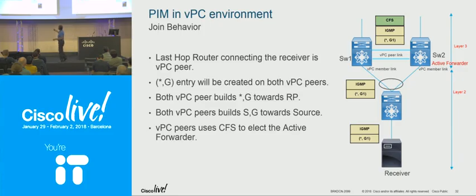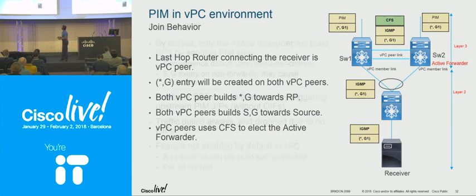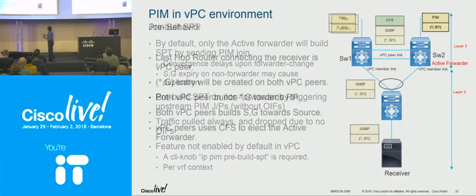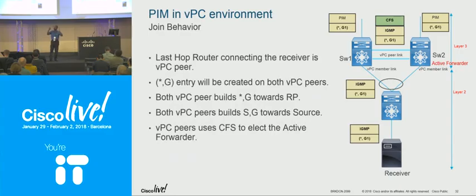Now, looking into the PIM behavior, they both will be building the tree. Both VPC peers will send a PIM join and build the shared tree towards the rendezvous point. Both will build the tree, and they receive the data traffic. When they receive the data traffic, they create the SG state entry and build the shortest tree. But here, one of the nodes will be forwarding. The other node will not be forwarding.